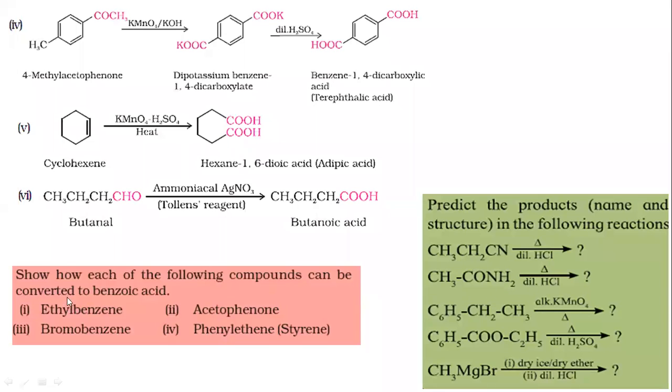Then one question is given. Show how each of the following compounds can be converted into benzoic acid. Ethyl benzene. Ethyl benzene on oxidation directly gives benzoic acid. Then bromobenzene is given. Then acetophenone is given. Then styrene. All these are discussed.